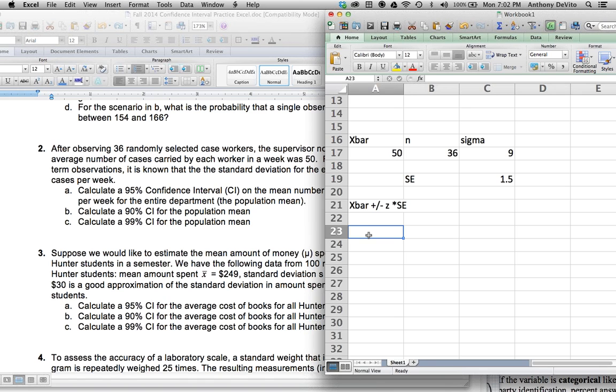So I'm going to apply it first to a confidence interval of 95%. So what's that going to be? The lower limit is going to be equal to 50 minus the z-score, which is going to be 1.96, times the standard error, which is 1.5. And our upper limit, for a 95% confidence interval, is going to be X bar, which is 50, plus 1.96 times the standard error. So our 95% confidence interval, and I'll put that over here, confidence interval 95%, is 46 to 53, basically.